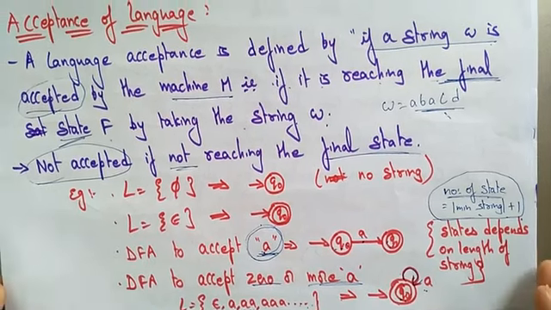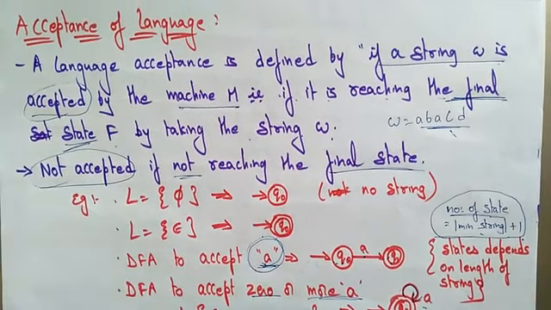So this is about the acceptance of language. Now I hope you understand what exactly the DFA is. In the next videos I'll explain some more examples on how you are going to construct the DFA, the transition diagram, and transition tables by using the DFA. Thank you.